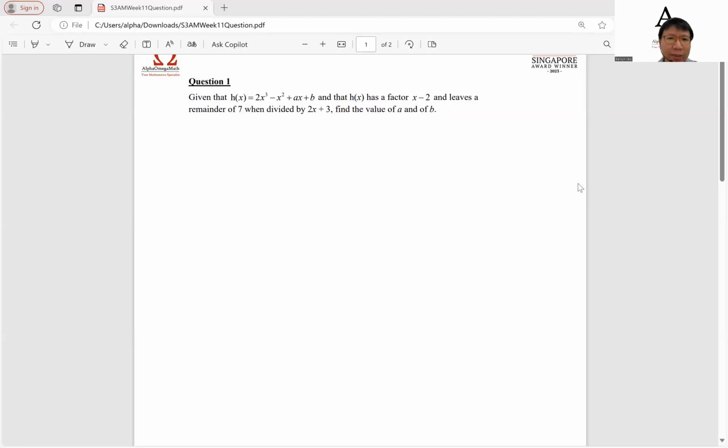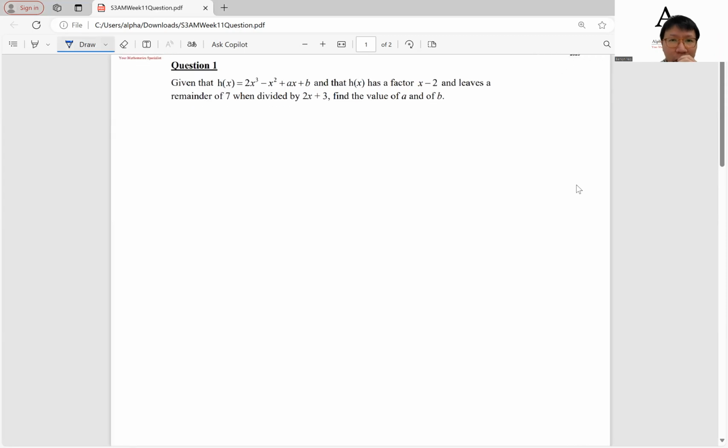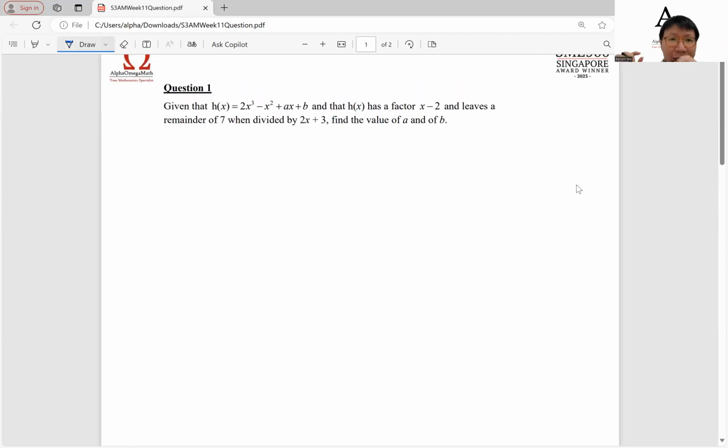Okay, so let's take a look at today's question on remainder and factor theorem. It's a gentle reminder and a quick recap. Remember that remainder theorem means that we are able to sub in a certain value of x to solve for our remainder directly without using long division. And factor theorem simply means that we'll sub in a certain value and we'll obtain no remainder.